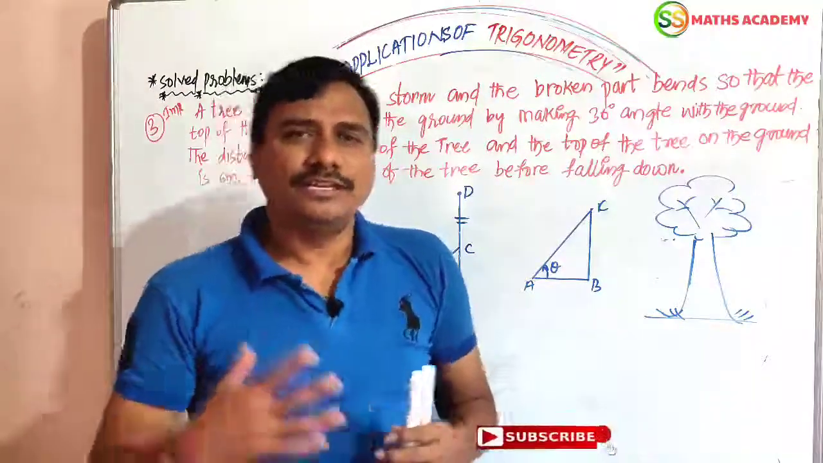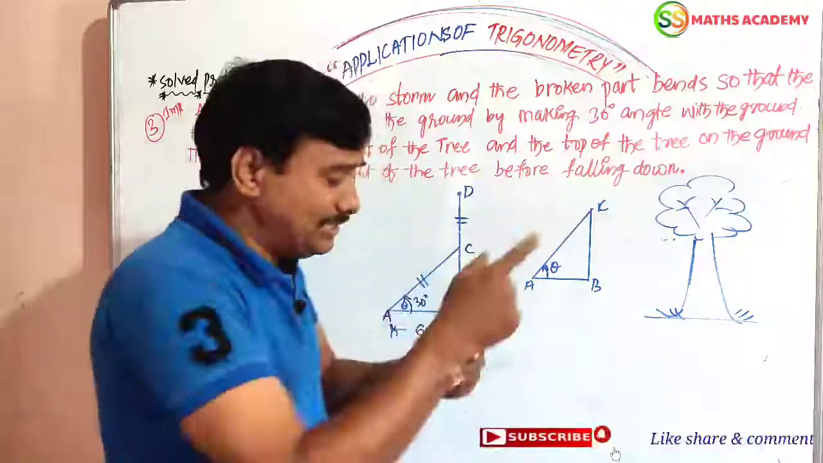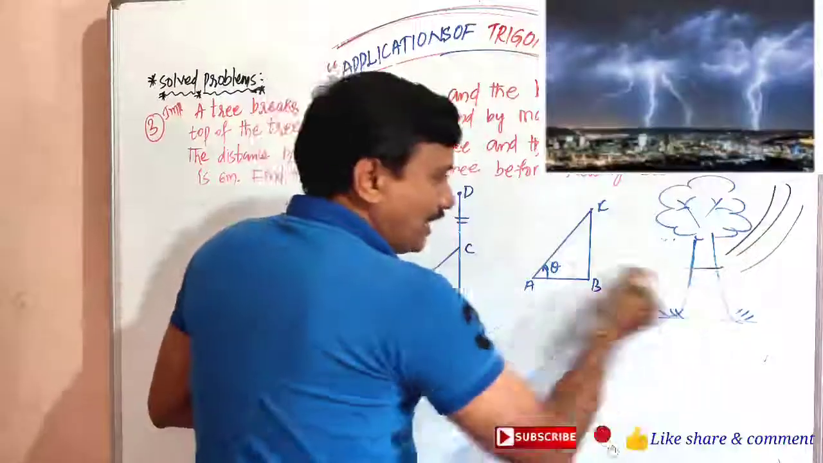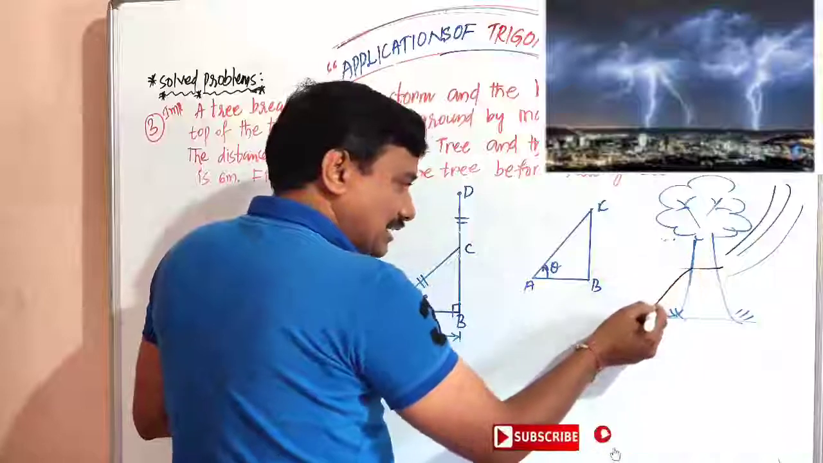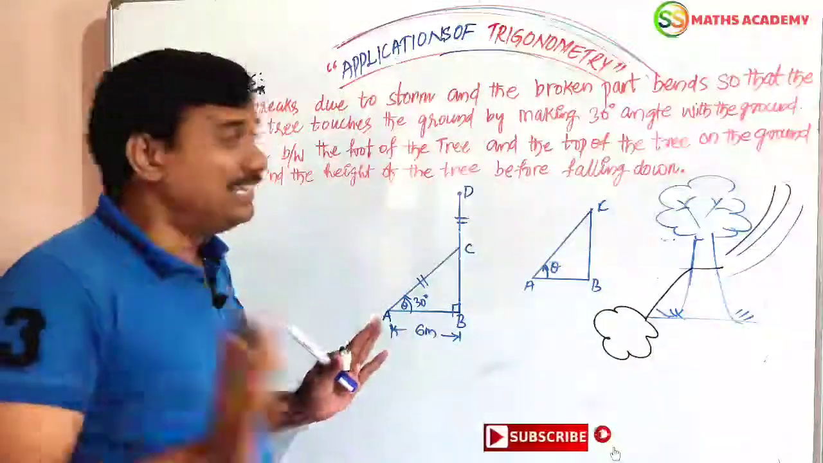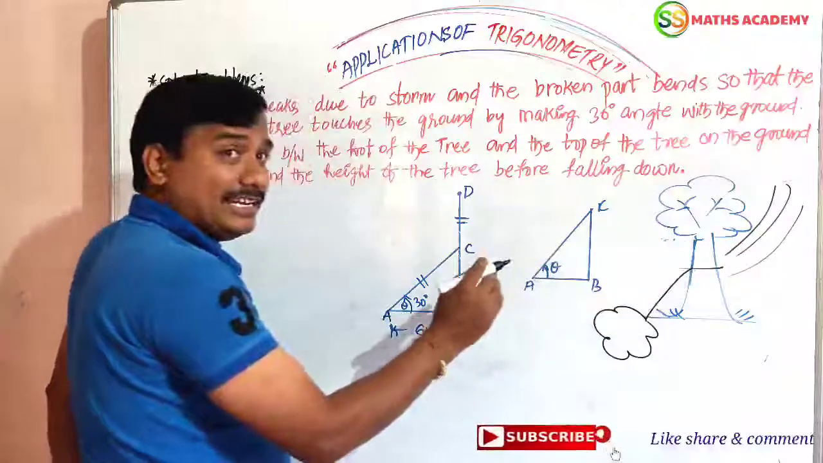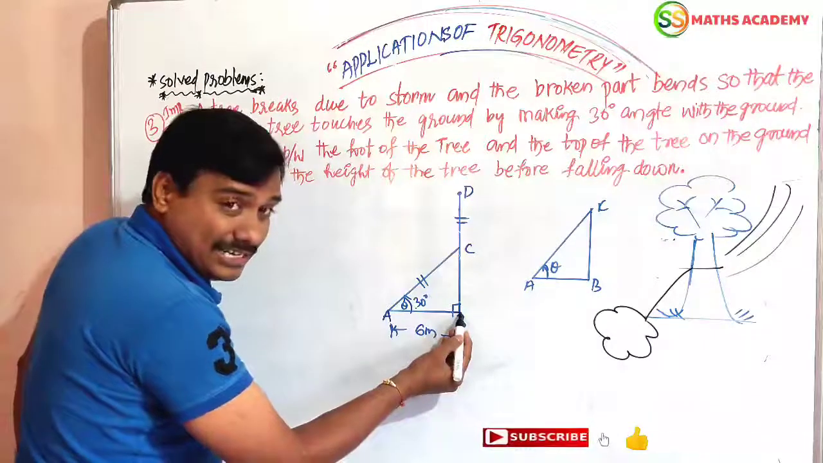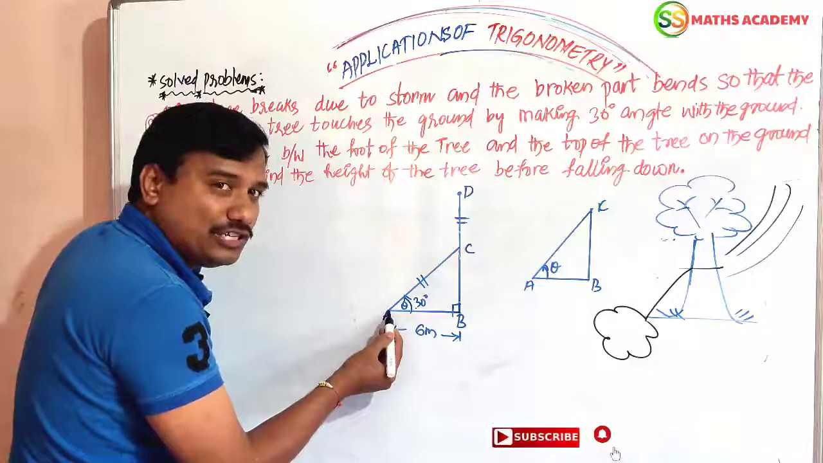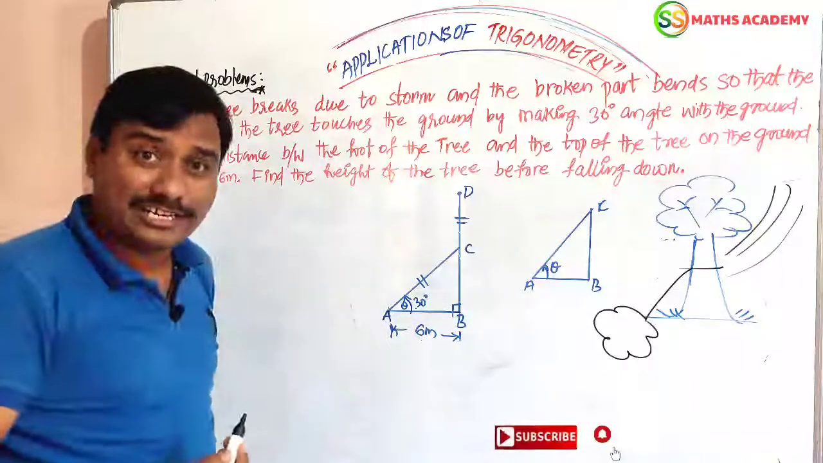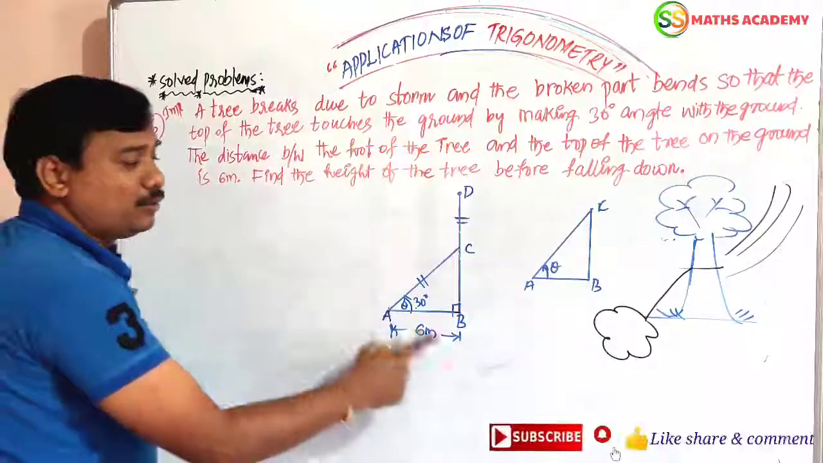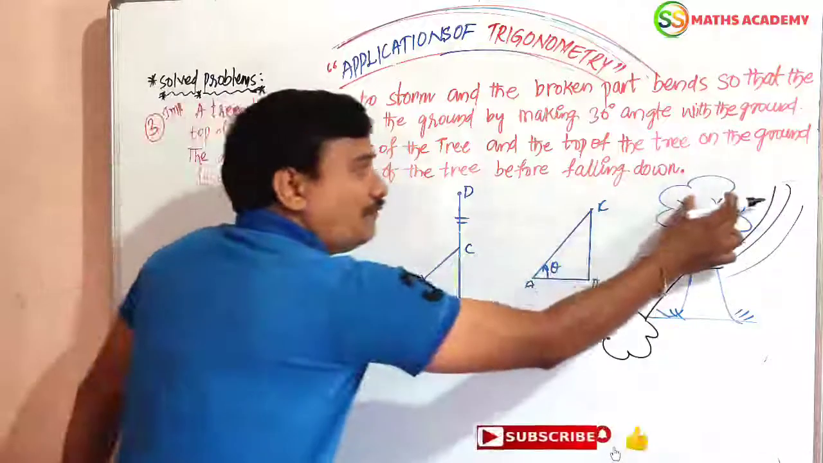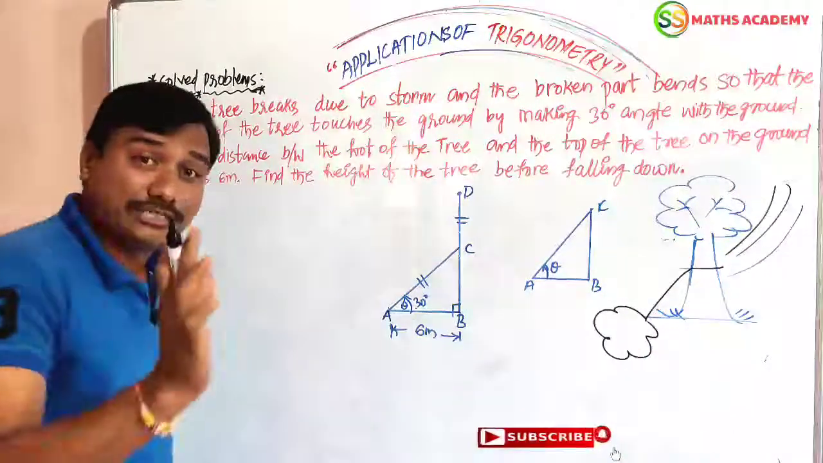Simple. Due to storms, many trees are broken. Here one tree is there. Due to the storm, this tree is broken here. This part will touch the ground like this. When the tree is broken, it touches the ground making an angle of 30°. The distance between the foot of the tree and the touching position on the ground is 6 meters, which is given. Because this top will touch here, the distance between these two is 6 meters.